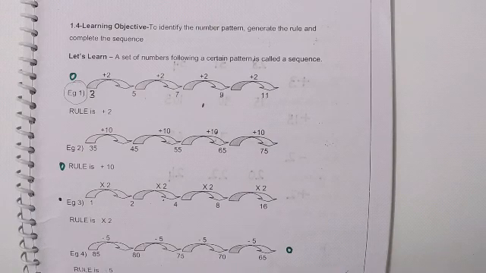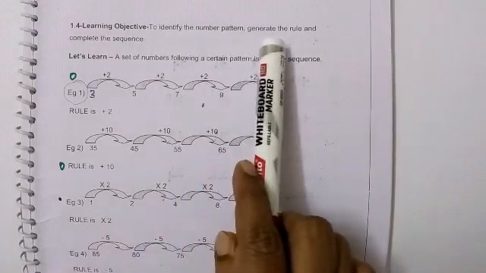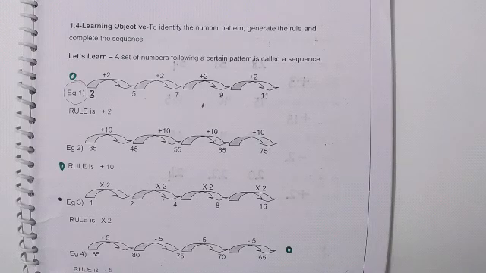Well children, last time we were doing this. You remember to identify the number pattern, generate the rule and complete the sequence. Now children, what I have noticed is that most of you are confused with the subtraction. Okay, so as an example, I'll just revise subtraction and I will also be doing multiplication. So let's begin children with subtraction first.